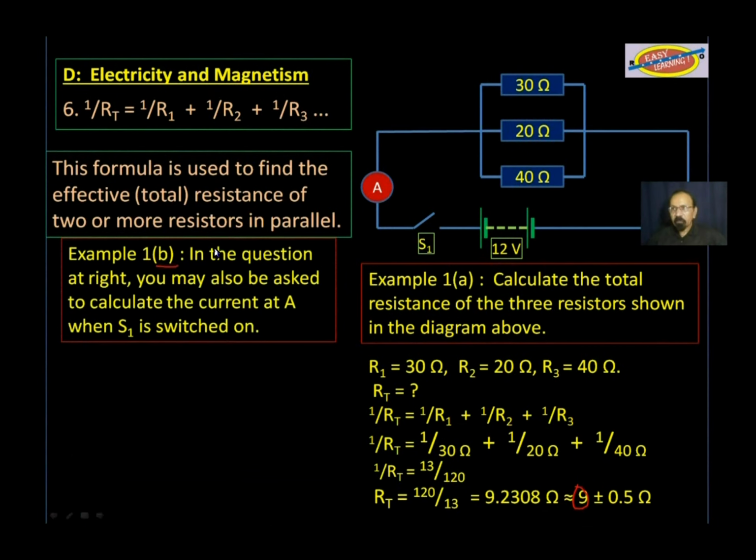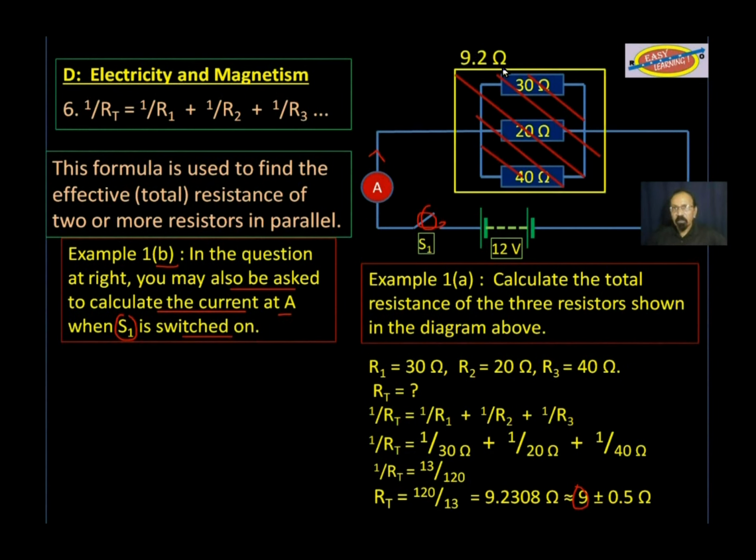Part B, in this question, you may also be asked to calculate the current at A when S1 is switched on. When the switch is closed, what is the current flowing through this circuit? As I said, we could treat all of those as one resistor, which is now 9.2 ohms. We will use 9.2 and not 9. We don't want to round off too early. So we get the total resistance, 9.2 ohms.